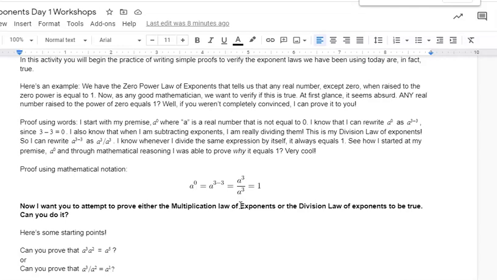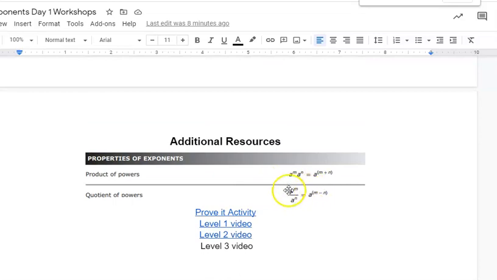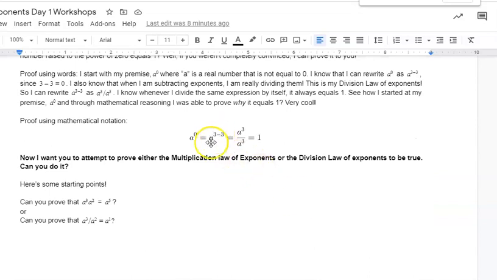Typically we've been using the division law of exponents this way: we start with division and end up with subtraction, but this equal sign goes both ways. So if I start with subtraction, I can rewrite it as division, which is what I did here. I rewrote a to the third power minus a to the third power as a to the third power over a to the third power.